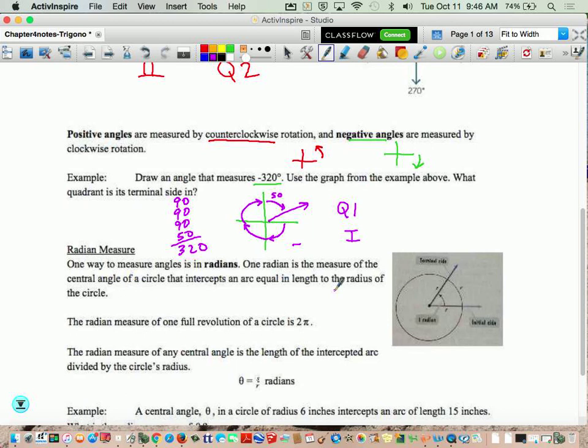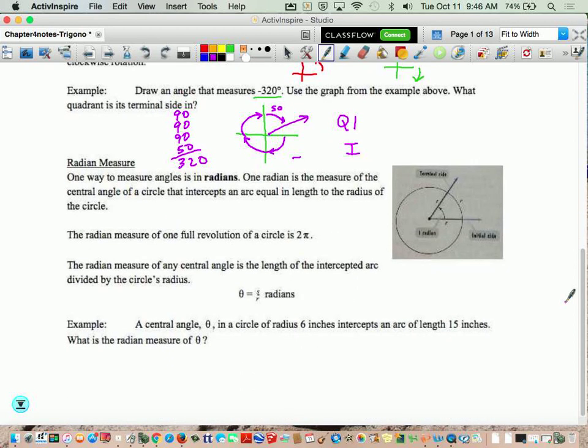So that's just kind of getting started, why we use the positive x-axis, and we measure things. As we do more, it certainly will become easier for you to understand and be comfortable with.